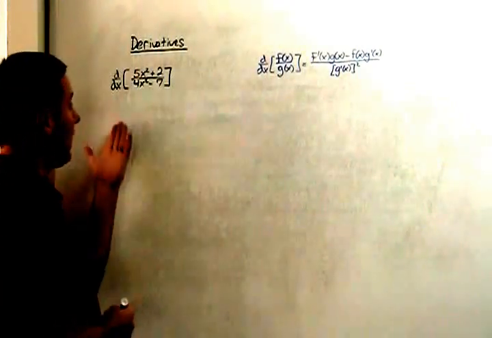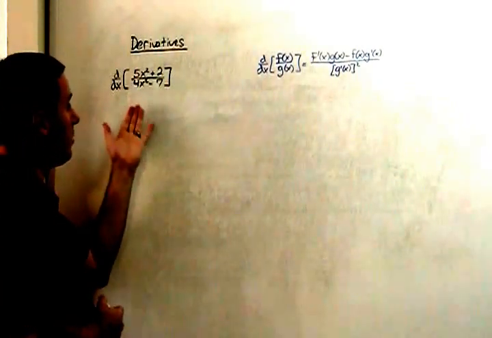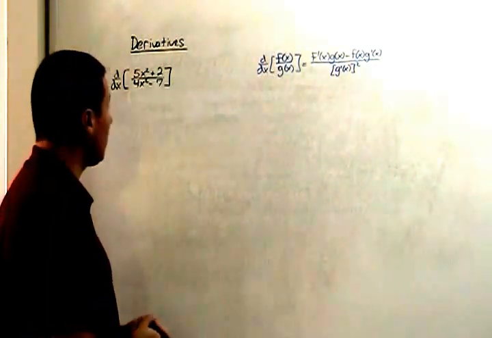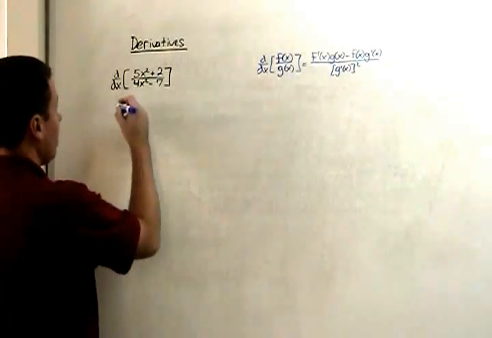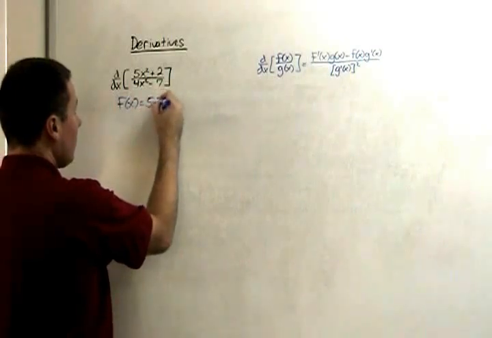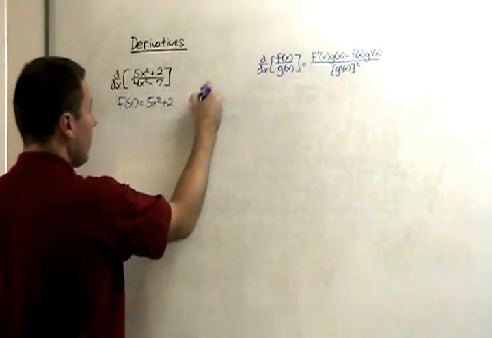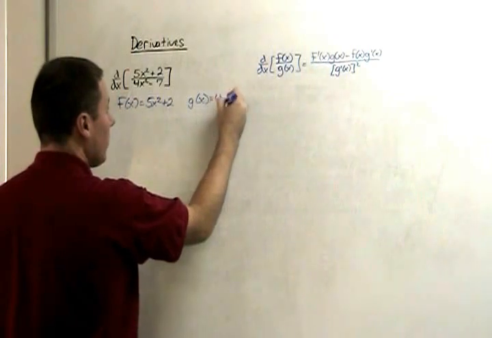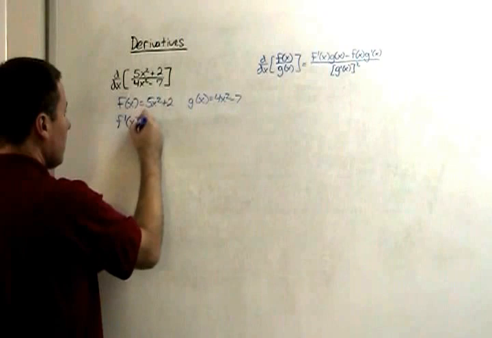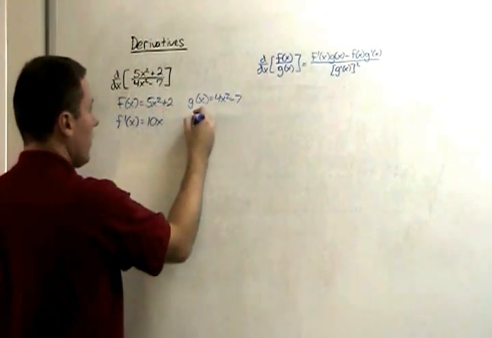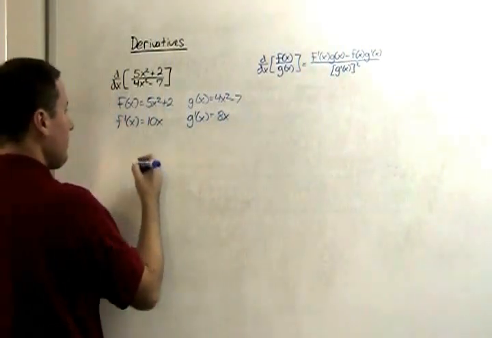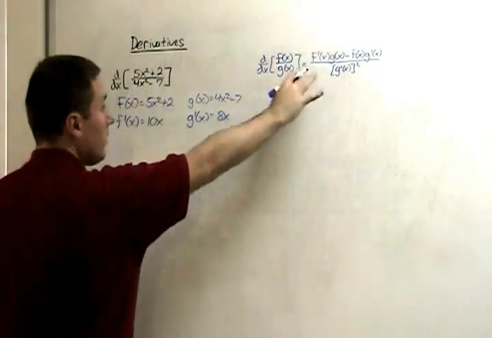So what I have here is the derivative of 5x squared plus 2 over 4x squared minus 7. Okay? The way that we do this is we list it out so that f of x equals 5x squared plus 2, and g of x is equal to 4x squared minus 7. Take the derivatives, f prime of x equals 10x, and g prime of x equals 8x. You then put them together according to this formula.